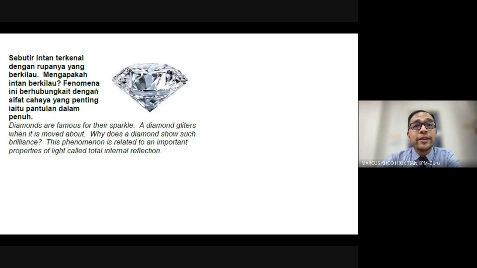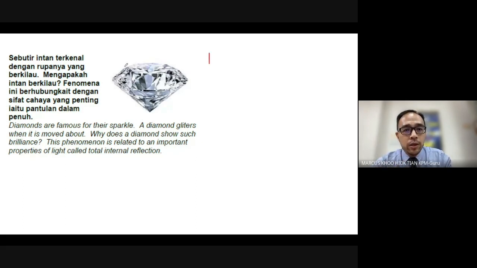Okay, and it's very obvious. Both diamonds and glass actually sparkle, but the sparkle of the diamond is a lot more shiny compared to glass. But before we begin, I just want to slowly recap the three ways.